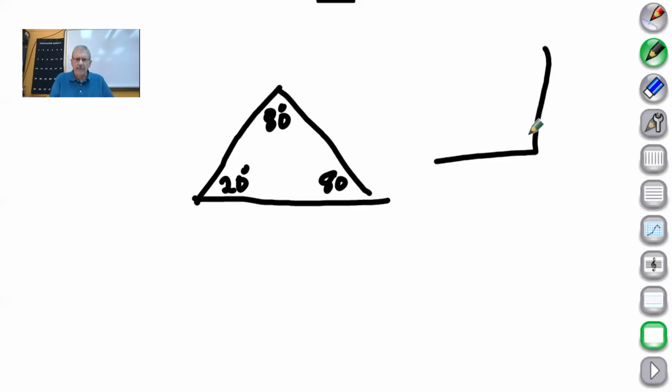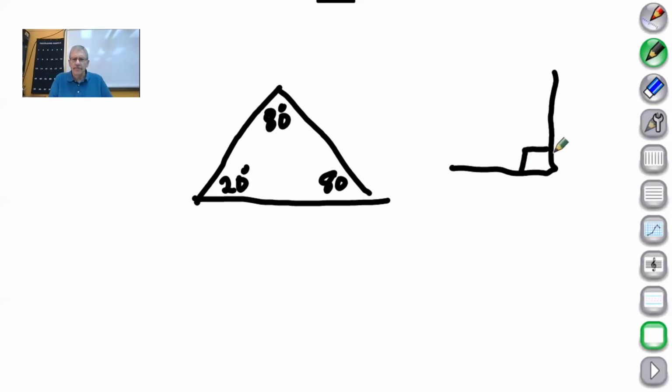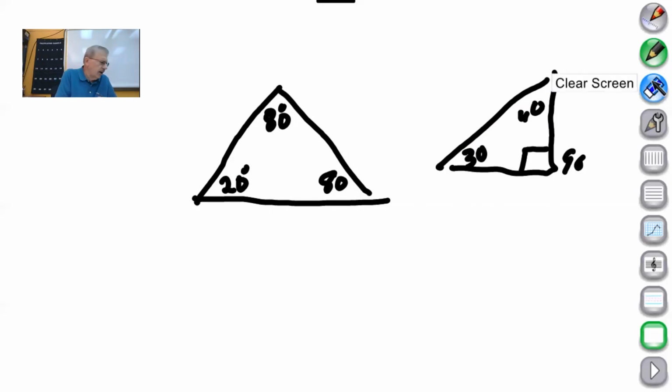A lot of times we have a right triangle, which makes it easier. So we know this is 90. Draw it a little bit better. So then these two angles would have to add up to 90 also to make the 180. So we could call this 30 and 60 or whatever, because then they're going to add up to 90. So let's try another one of these interesting little problems here.